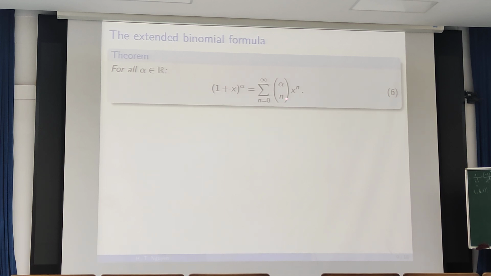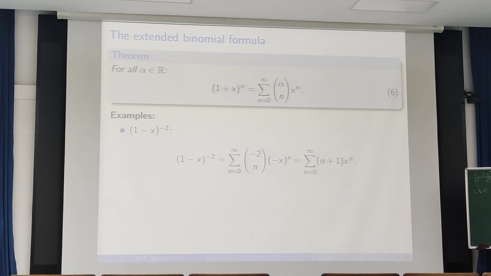So you can see that it's the same as the normal binomial formula. That means that if you want a trick to remember this, first try to write this formula for positive integer alpha. Then you replace alpha with some generic value, and you replace the finite sum with an infinite sum. Okay?